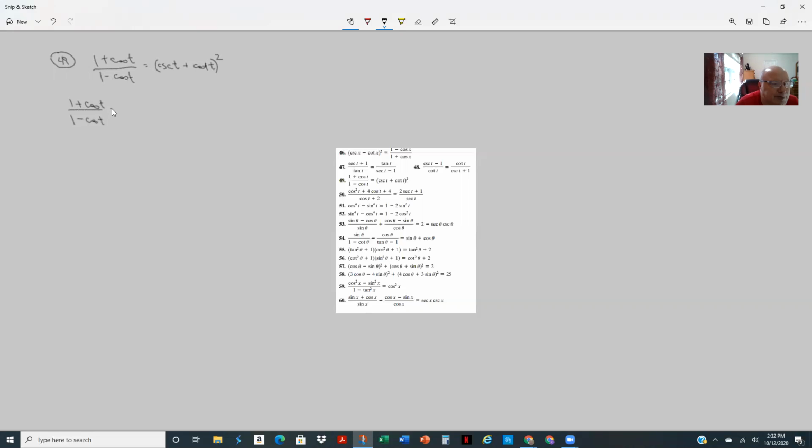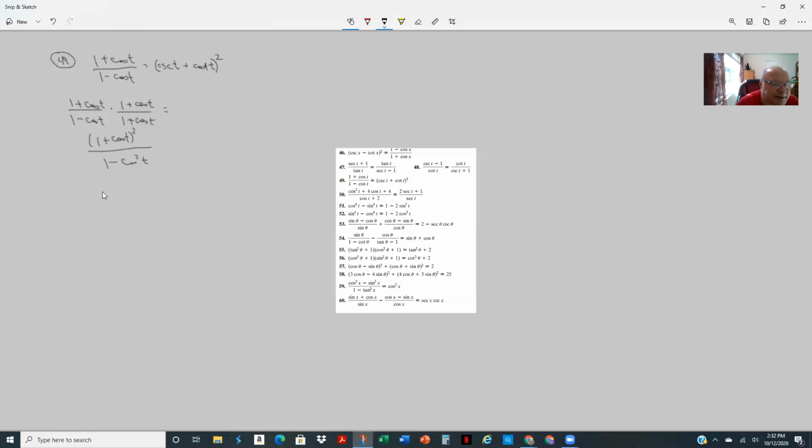And so what I want to do is multiply the top and bottom by 1 plus the cosine of t. Now, how doesn't that change the problem? Not really, because 1 plus cosine of t over 1 plus cosine of t is really just 1. So this really doesn't change a thing, but it does help me out a little bit because the denominator becomes 1 minus the cosine squared of t, and then the top becomes 1 plus the cosine of t quantity squared.